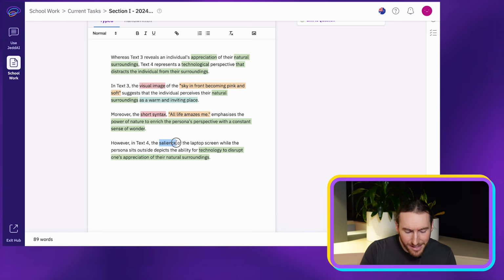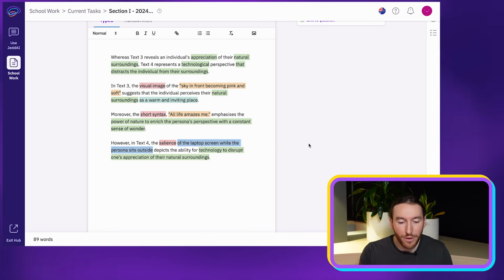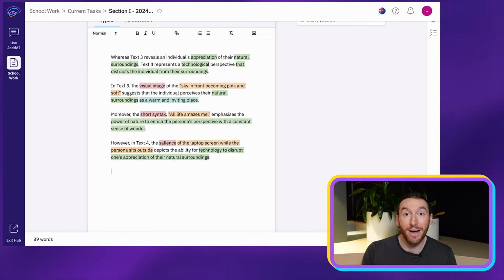The salience, now this is going to be the salience of the laptop screen. The salience of the laptop screen while the persona sits outside is the equivalent of a quote. It's like fleshing out that technique, the salience of this. You can't just say the salience, right? You have to describe what is salient. So that description of the visual feature for an image is the equivalent of a quote. Okay, great. Let's do our last one here.